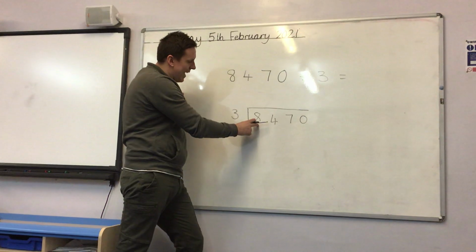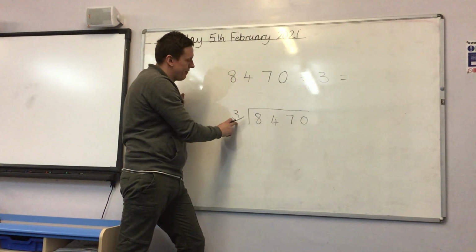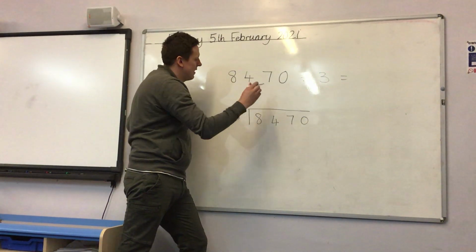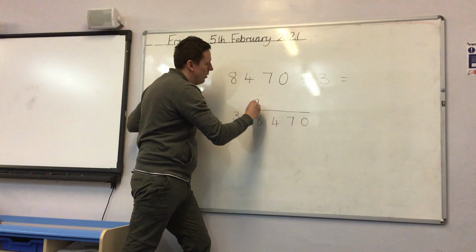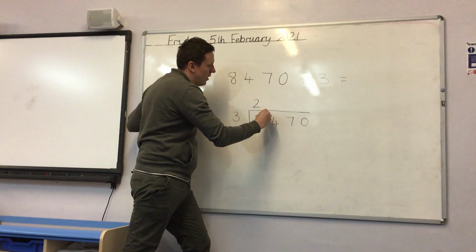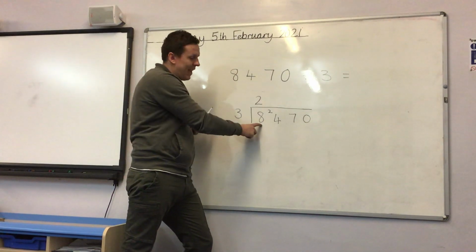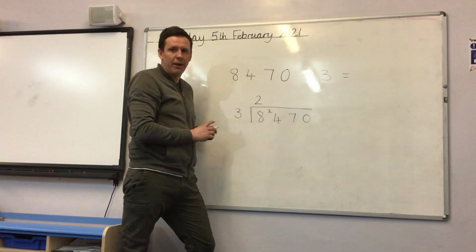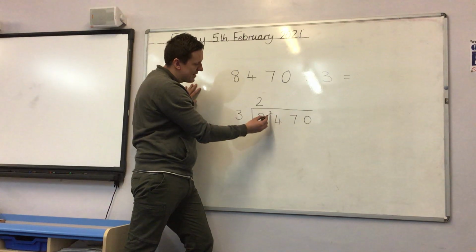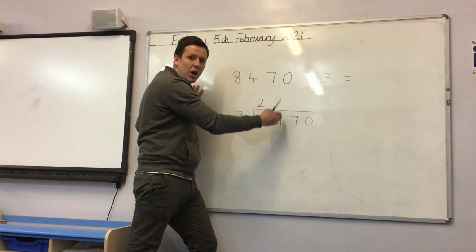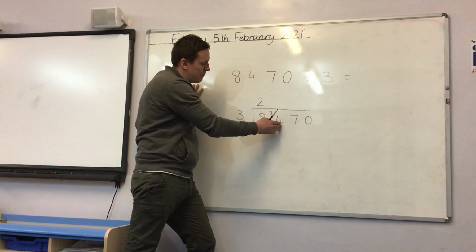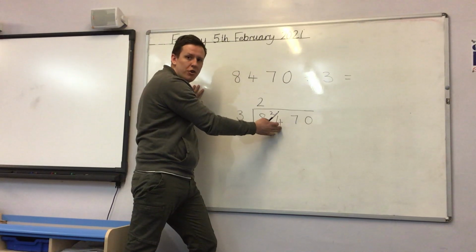So for example, 8, remember it's 8,000, divided by 3. That's right, Year 5. 2, remainder 2. Because 2 3s are 6. And you have 8, so you have 2 left over. Notice that with the remainder, I've carried it over to the next column and put it in before the 4, which is in the hundreds.